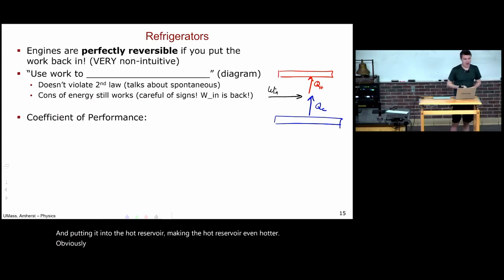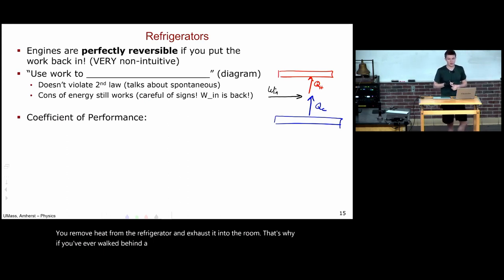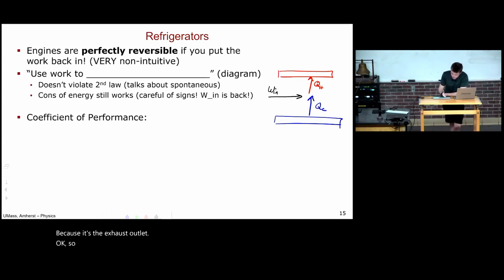Obviously, the blue would be your actual refrigerator in your house. You remove heat from the refrigerator and exhaust it into the room. That's why if you've ever walked behind a refrigerator, it's so warm, because it's the exhaust outlet. Okay, so our slogan will be, you use work to move heat from cold to hot reservoir.